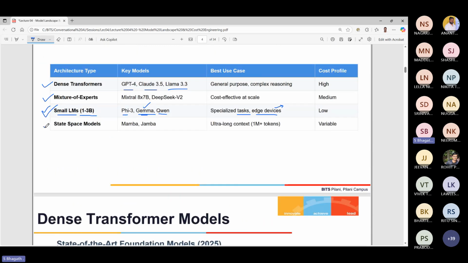Okay, and state space model is something very, it's more of, I'll tell one thing. So in transformers, there are two processes, training and inference. Training here means the pre-training part, like the main transformer.